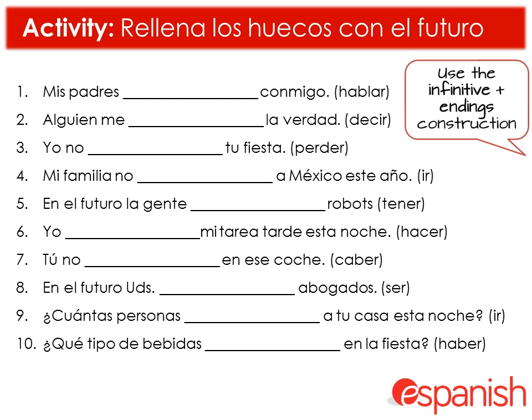Okay, so use the second method we've just seen, so the infinitive plus the endings, or the irregular stem plus the endings, to put the verb in brackets into the future tense. So press pause now and check your answers once you've done.